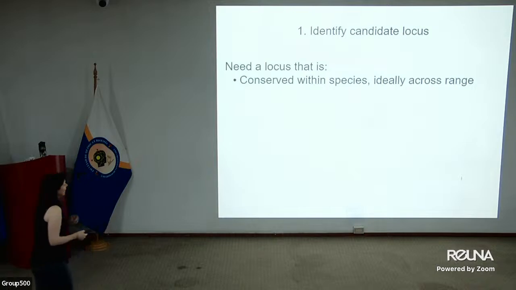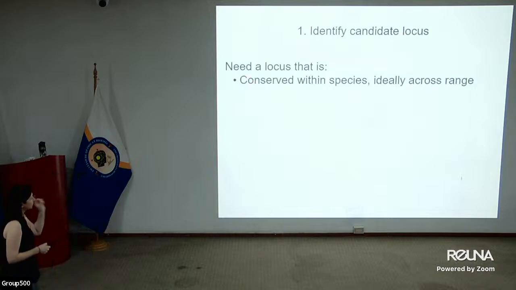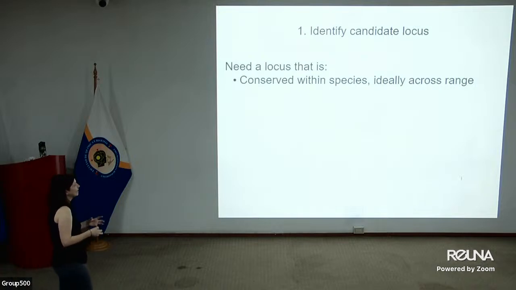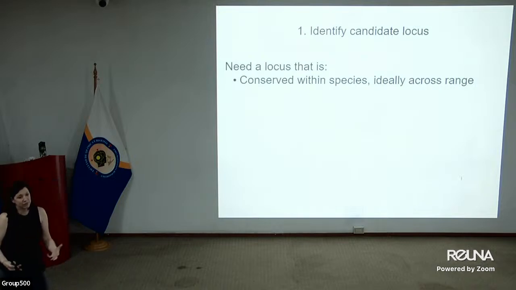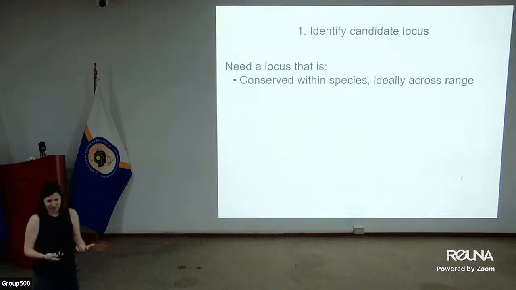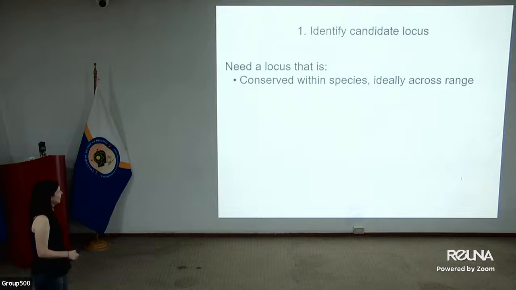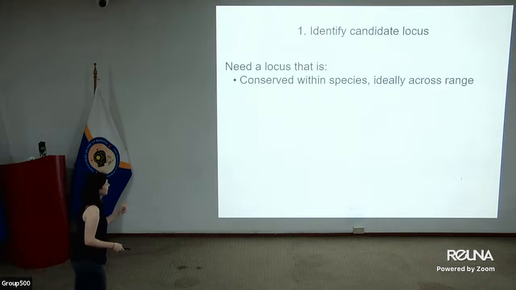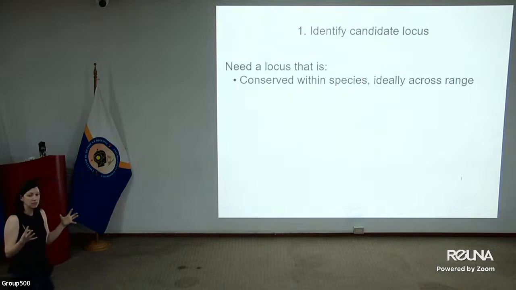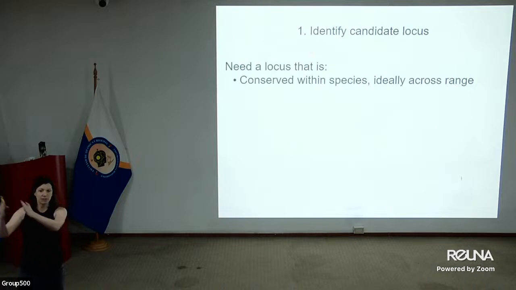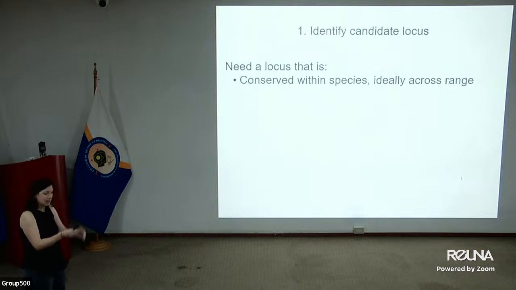So when we're talking about this species, the first step is, what locus are we going to use? You have to have an understanding of levels of polymorphism in different taxa. Every time we take on a new taxa, it's something new to learn. What markers should I be using is the first thing we have to figure out. You want a locus that is conserved within species across their range, because ideally you want it to work across the species range, not just this one location.